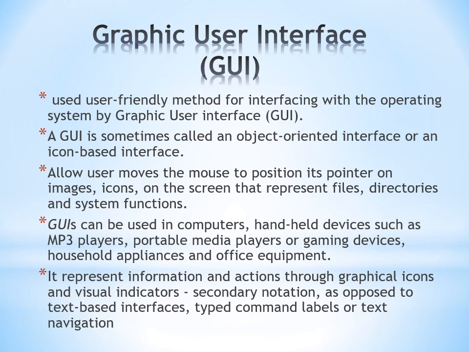Okay, the graphic user interface can be used in computers, in devices, in MP3 portable devices, gaming devices, and many more. So it can represent information and actions through graphical icons and visual indicators, as opposed to the text-based interface where you type commands. So this is normally what people will look at when they look at the operating system: how interactive it is, how responsive, how fast the response is for each icon or graphic user interface that we use in the operating system.